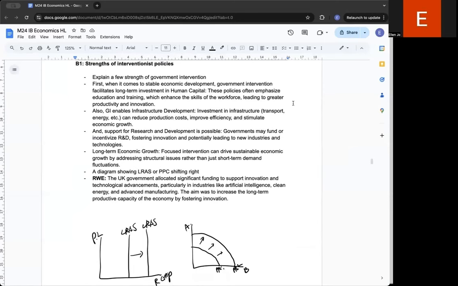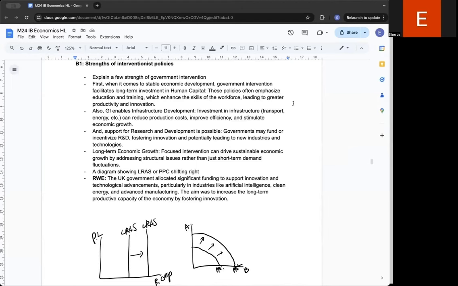When it comes to stable economic development, government intervention facilitates long-term investment in human capital. These policies often emphasize education and training, which enhance the skills of the workforce, leading to greater productivity and innovation. Also, government intervention enables infrastructure development and stimulates economic growth as a result. And the government may fund or incentivize R&D, fostering innovation and potentially leading to new industries and technologies.